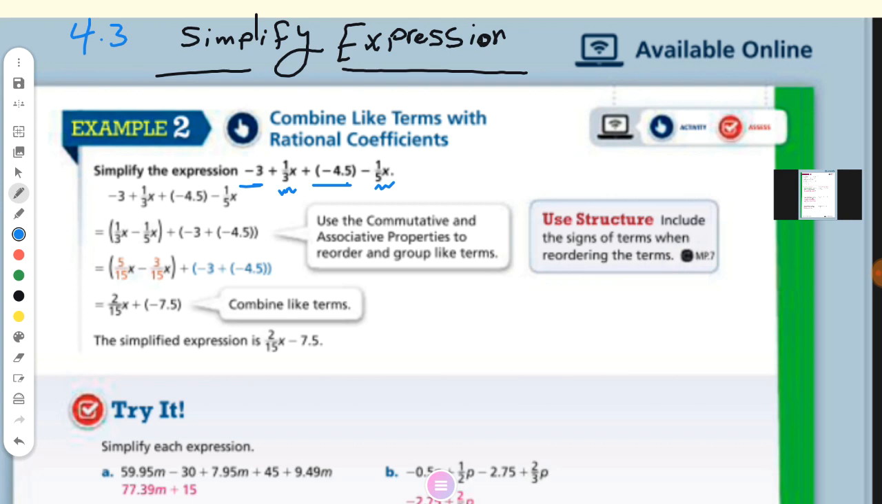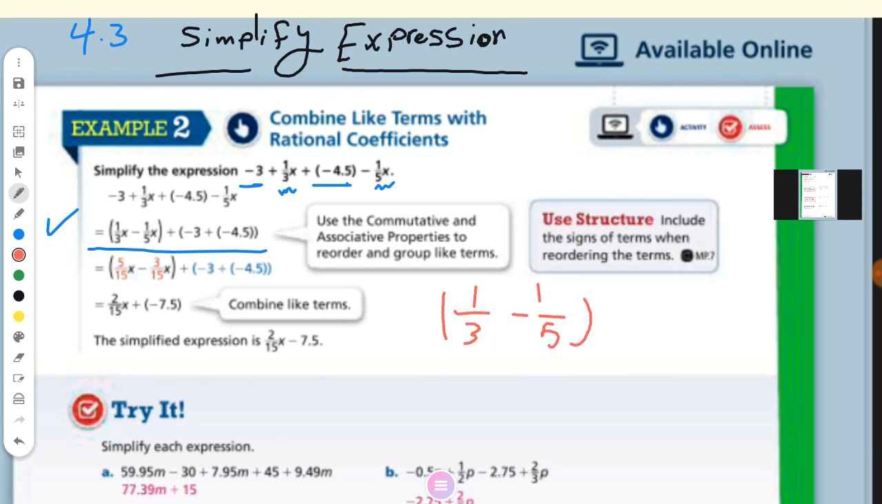After I use the commutative property, we reach this form: 1 over 3x minus 1 over 5x plus, open bracket, negative 3 plus negative 4.5, okay? After that we will calculate each bracket. The first bracket is about x, and it will be in this form: 1 over 3 minus 1 over 5, all are coefficients of x, okay?